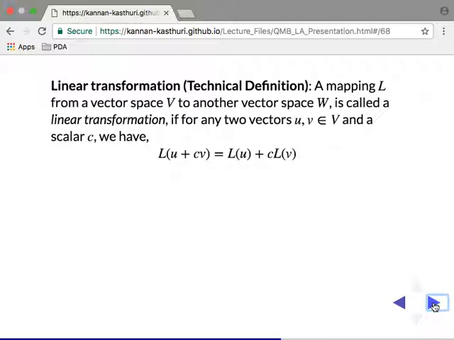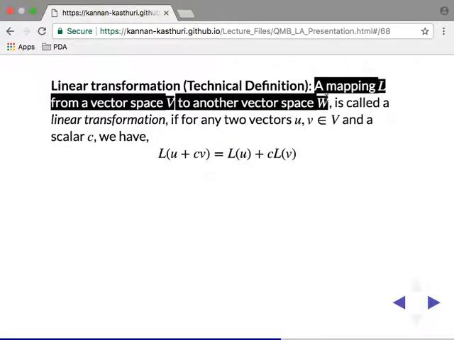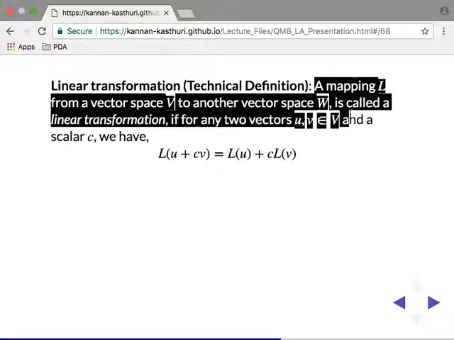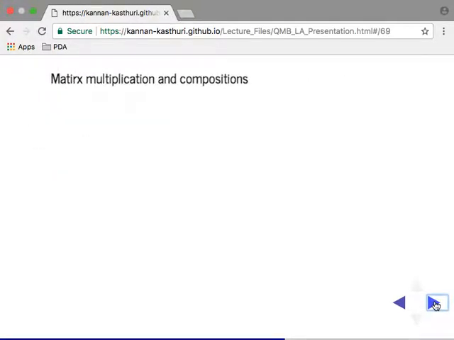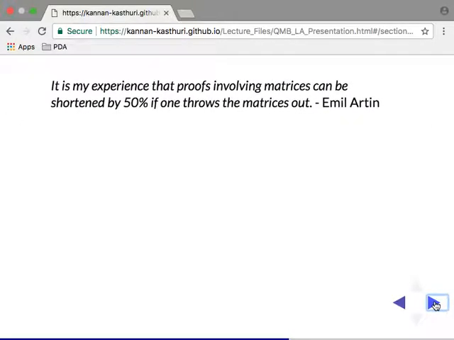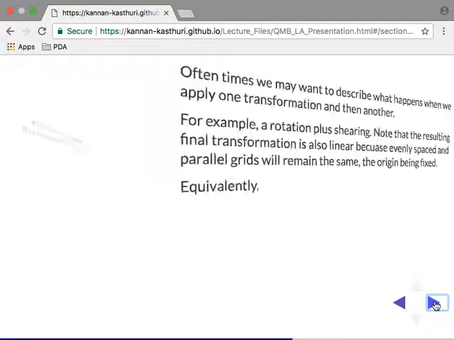All right. As a technical definition, this is what they say: a mapping L from a vector space V to a vector space W is called a linear transformation if, for two vectors, L of u plus v is this. This is a technical definition, but what this L means is a matrix. Okay, matrix multiplication and compositions. Let's go to that. This is a nice quote by Emil Artin, one of the famous mathematicians: almost all proofs involving matrices can be shortened by 50% if one throws the matrices out.